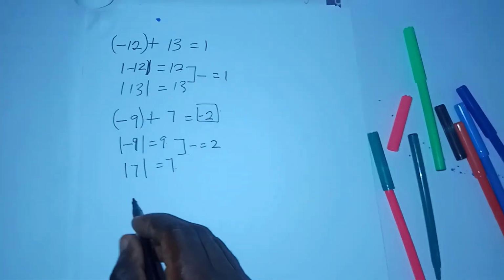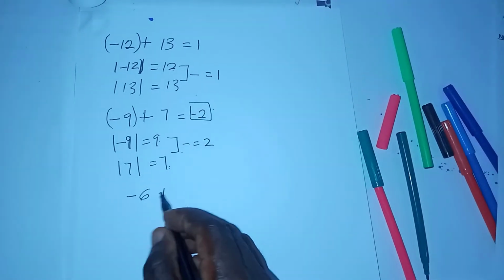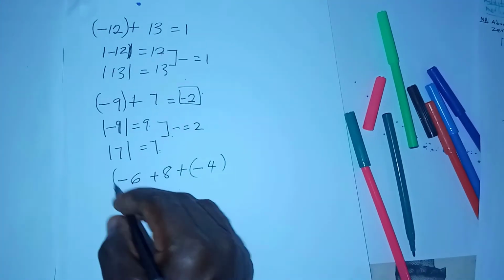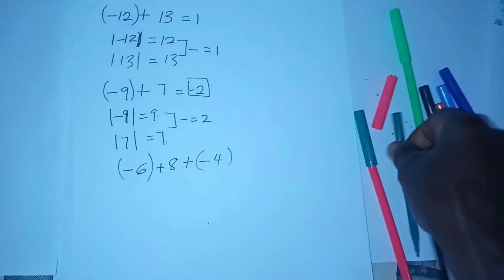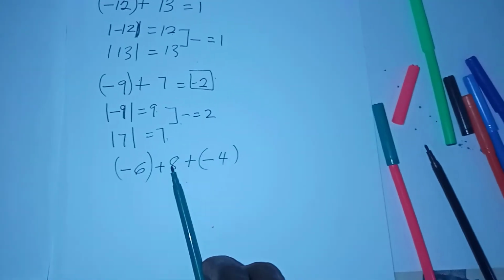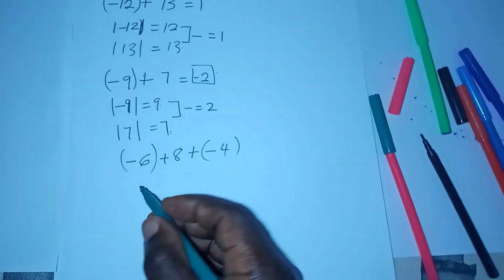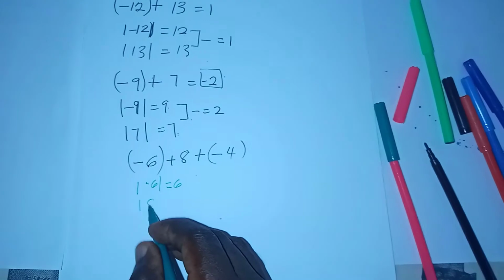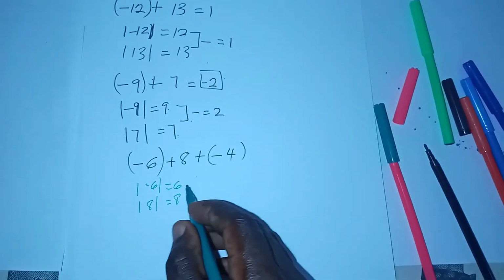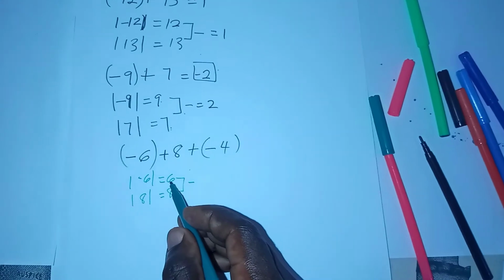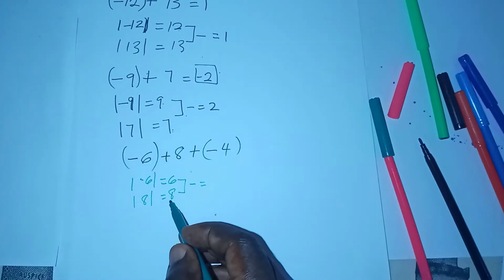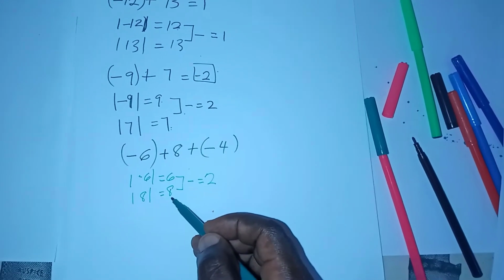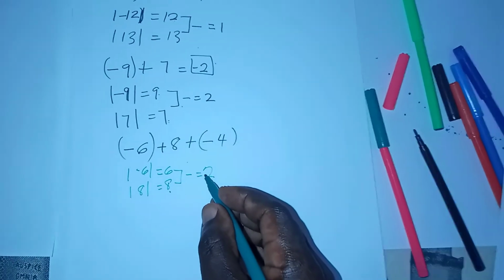Let's add negative 6 plus 8 plus negative 4. We can take the first two first. The absolute value of negative 6 will give me 6. The absolute value of 8 will give me 8. So with this, I am subtracting 6 from 8 to get 2. The biggest absolute value is 8. What is the sign? It's positive, so we have positive 2.